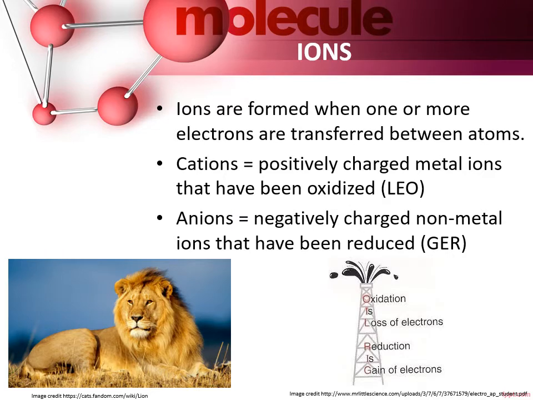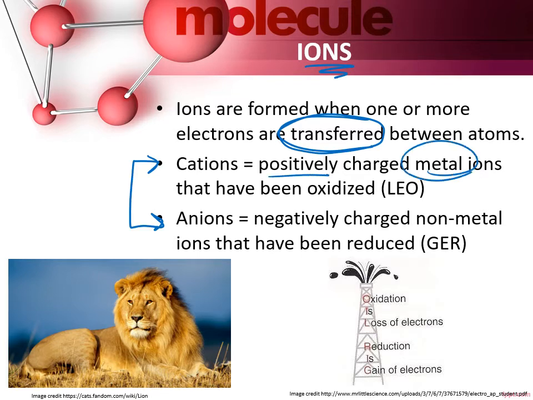Good, so first up, ions. What even are ions? Ions are formed when one or more electrons are transferred between atoms. So ionic bonding is all about the transfer of electrons. We have a couple different kinds of ions. We can have cations or anions. Cations are positively charged. Usually they are metal ions that have been oxidized.